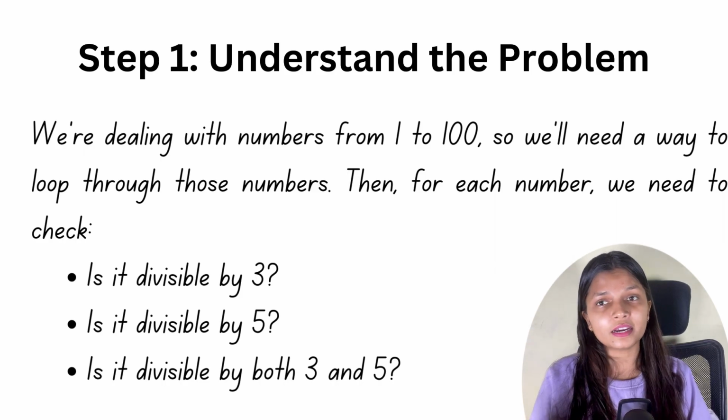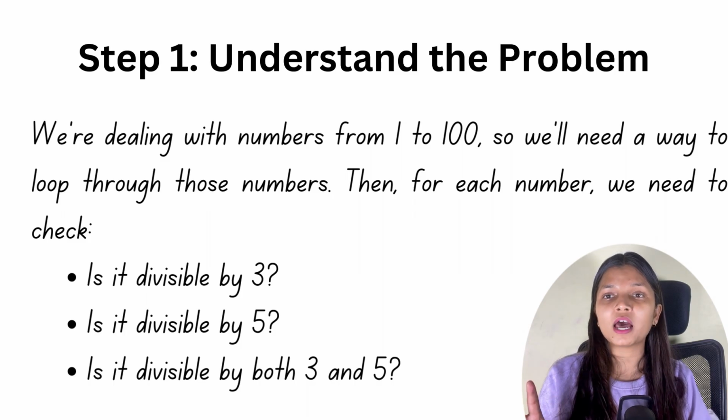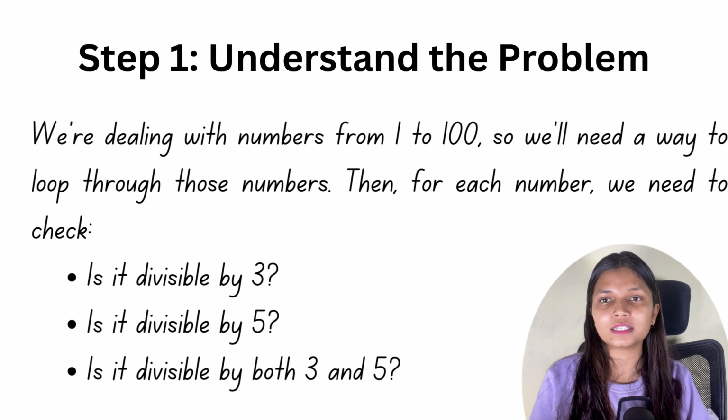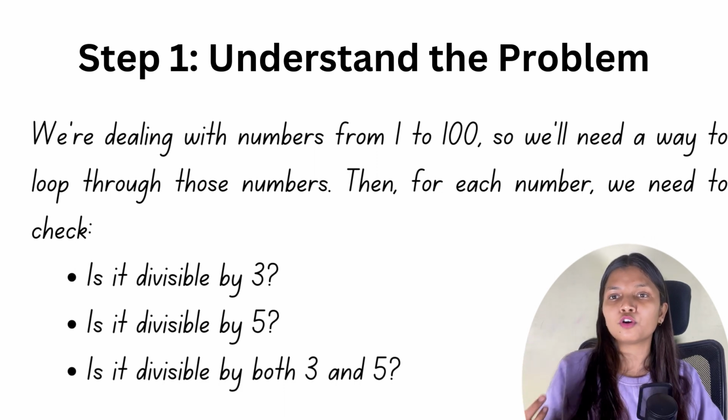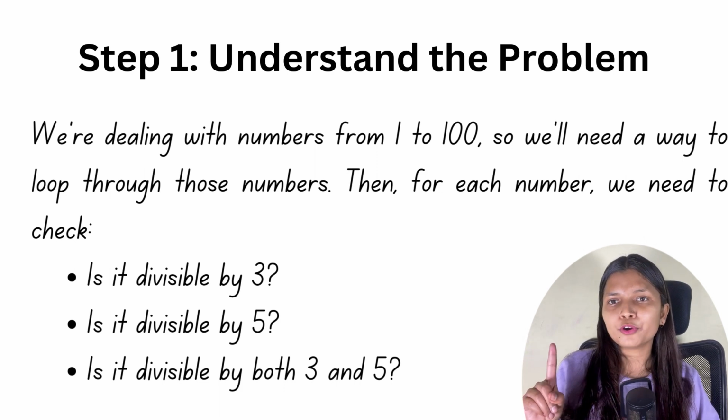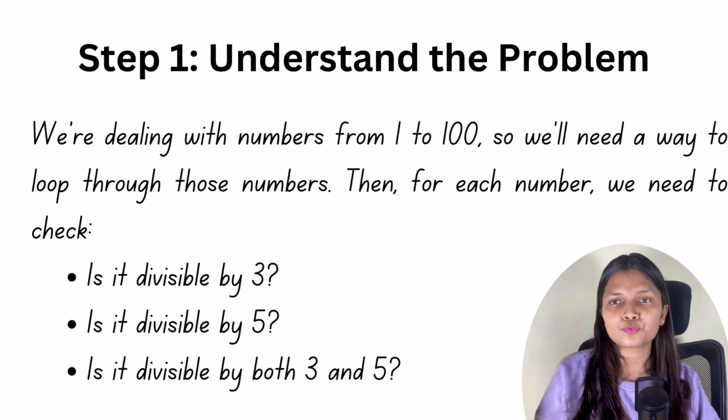Now, after understanding the problem, our step number 2 is we have to plan a pseudocode. When it comes to pseudocode, we have to write down certain English sentences, just like steps that we are going to follow in the code. Now, first thing is I'm going to use a loop. I'm going to loop through the numbers from 1 to 100.